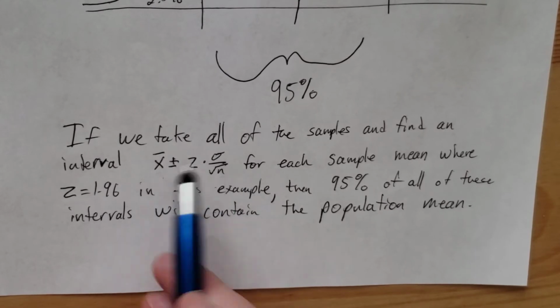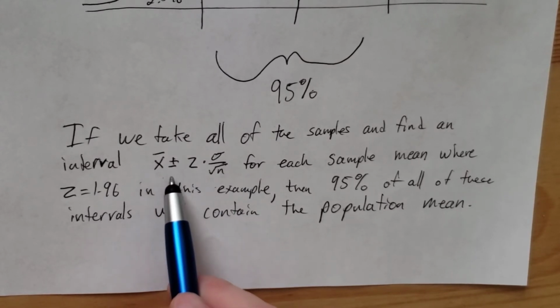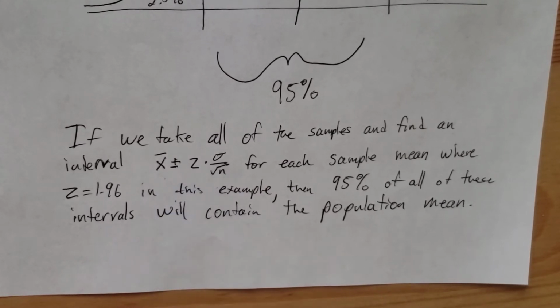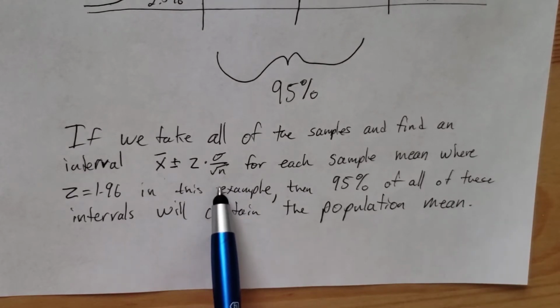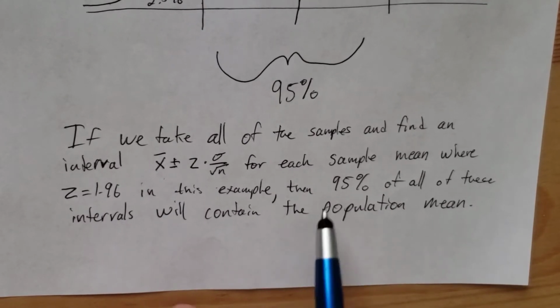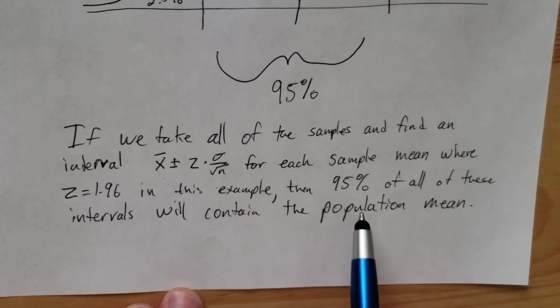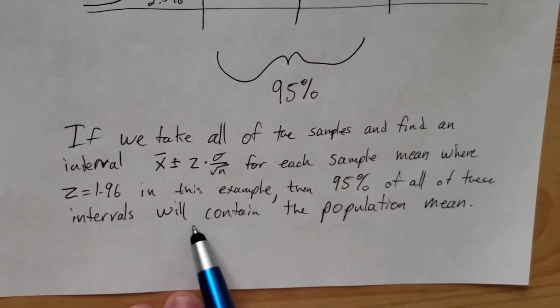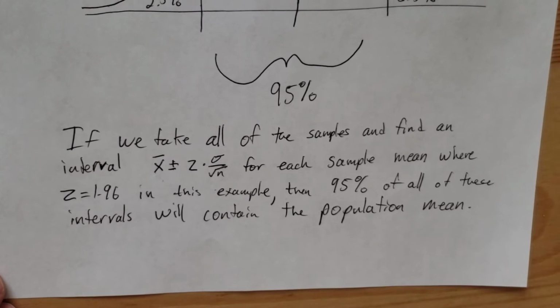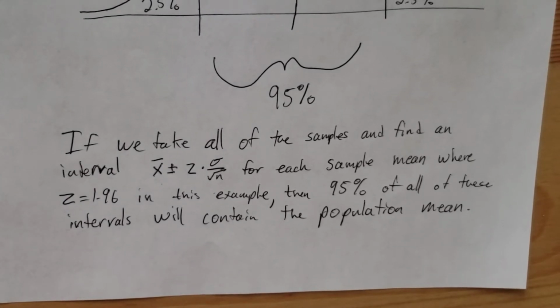So we take this interval, right? This is plus or minus, so we get x bar minus z times sigma over root n, all the way up to x bar plus z times sigma over root n. And we find each of those intervals for each sample mean when z is 1.96. Then we know that 95% of all of these intervals will contain the population mean. So that's what we mean to say that we are 95% confident that the mean is within a certain interval.